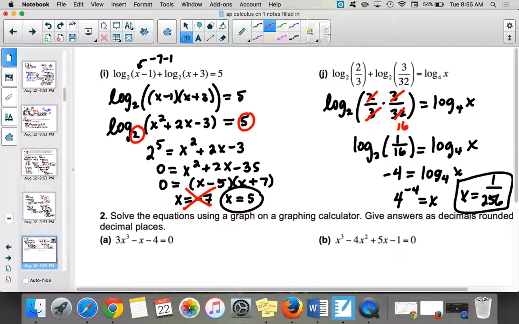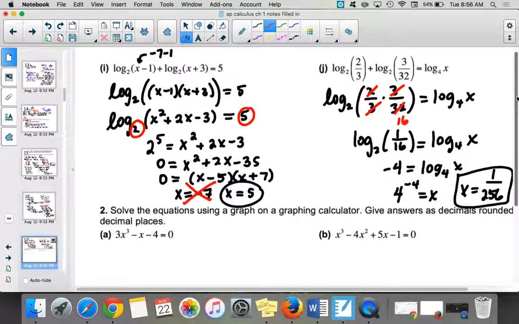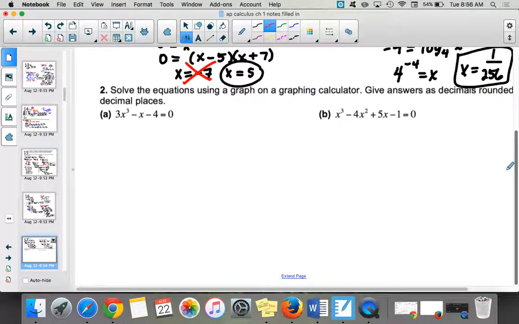4 to the negative 4, because you're going to switch forms. So you're going to do 4 to the negative 4. It's just on opposite sides this time. Okay. So it says solve the equations using a graph on a graphing calculator. Give answers as decimals rounded to 3 decimal places.